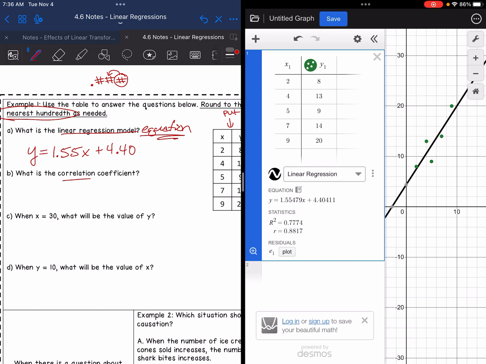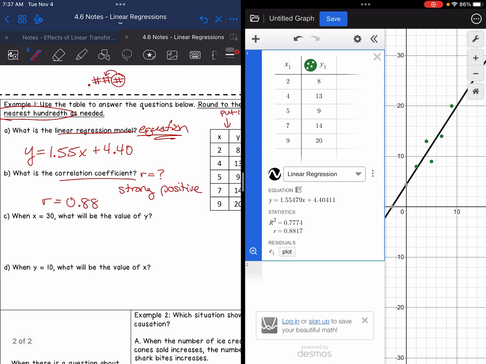Next one says, what is the correlation coefficient? So remember, that's the lowercase r. So looking at the lowercase r, it says r equals 0.88. My next number is a 1, so I'm going to keep that as 88. So looking at that, 0.88, that's positive, right? Because we saw our dots and our lines going up and to the right. And then that's pretty close to 1. Okay, so that is a strong positive correlation, if they ask me what type of correlation it is.